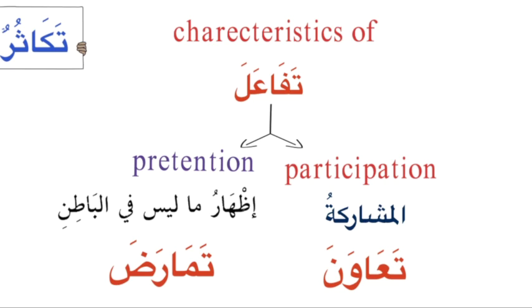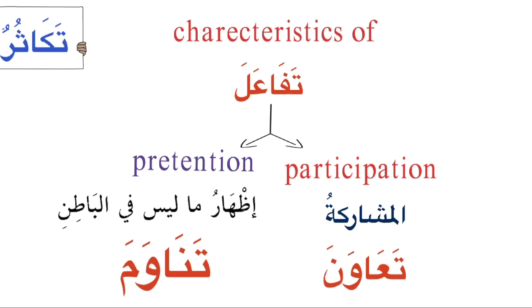For examples of pretension, the person is trying to put on an act. For example, tamarada means he is pretending to be sick. If you see the root word, it is marida, he was sick. But if it is tamarada, he is acting to be sick. Take one more example, tanawama. It comes from nama yanamu. So tanawama means he is pretending to be asleep.